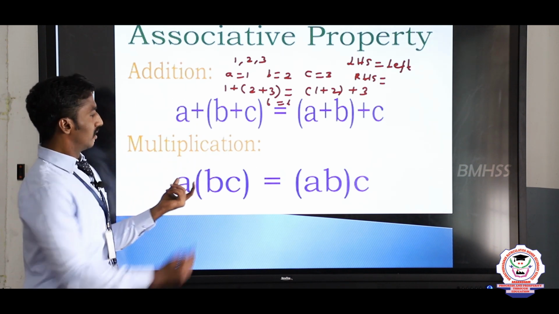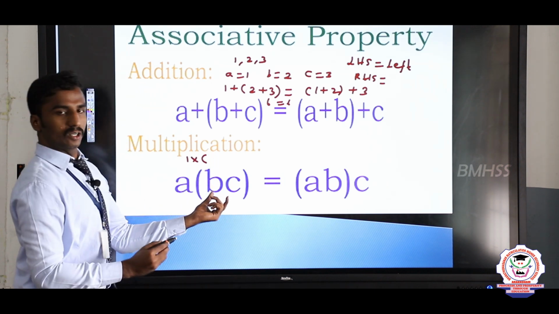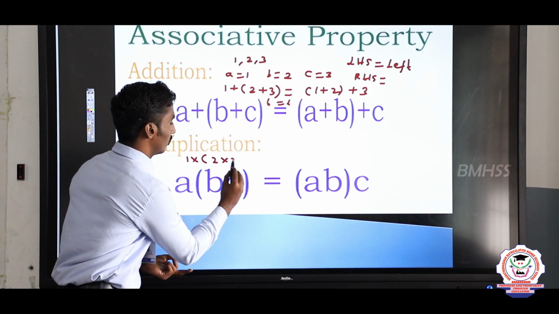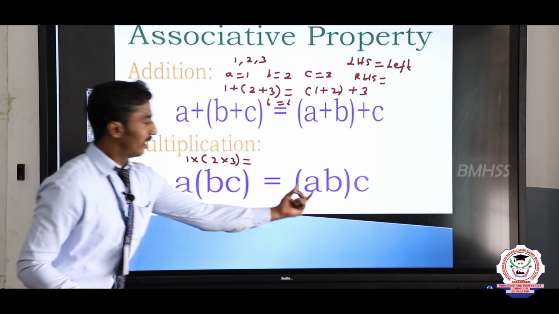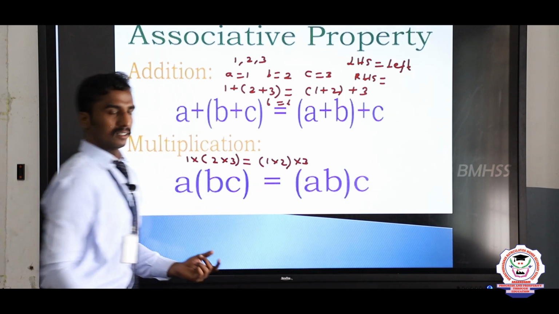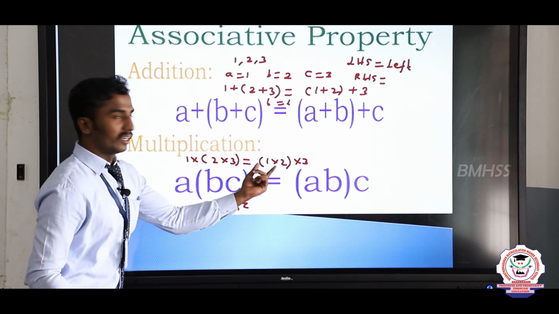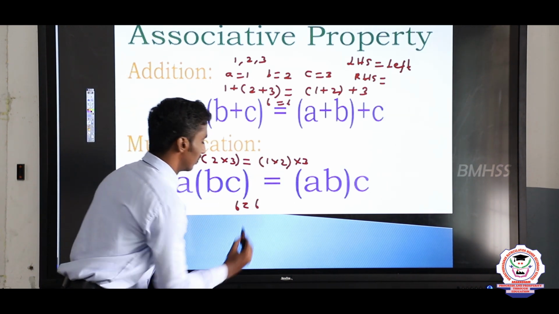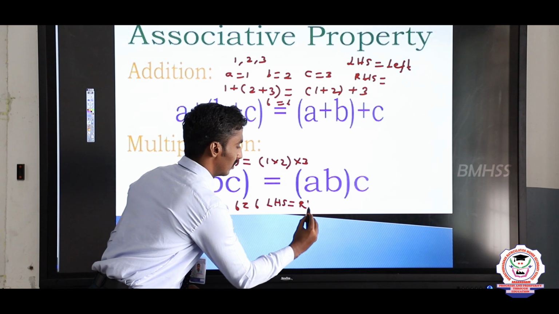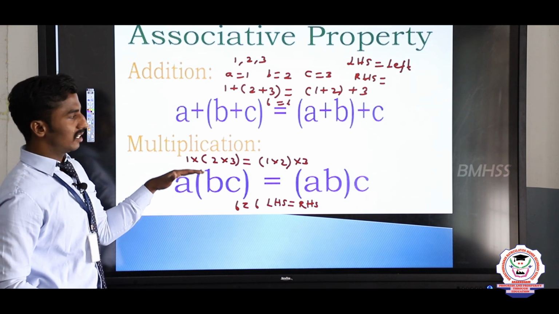Next one, multiplication. Same numbers: 1 into (2 into 3) equals (1 into 2) into 3. Here multiplication, earlier addition. 2 into 3 is 6, 1 into 6 is 6. 1 into 2 is 2, 2 into 3 is 6. So LHS equals RHS. So like addition, multiplication is also satisfied.